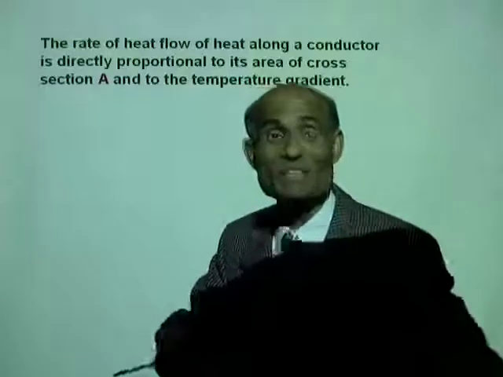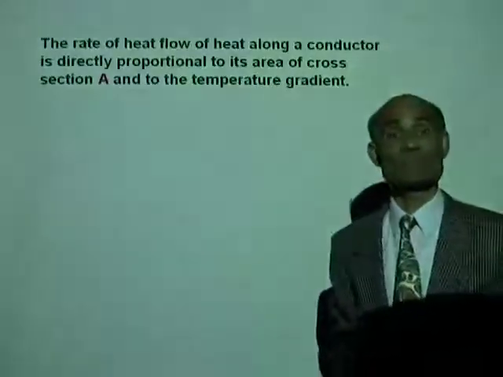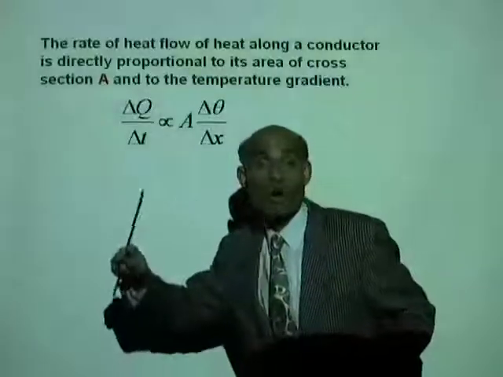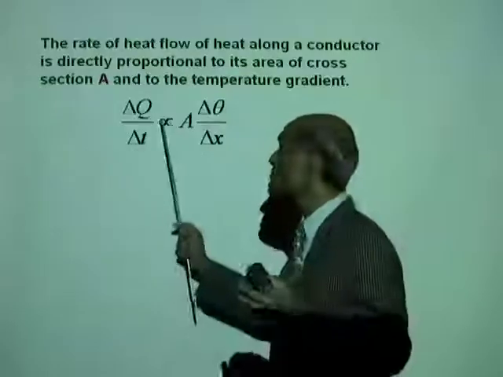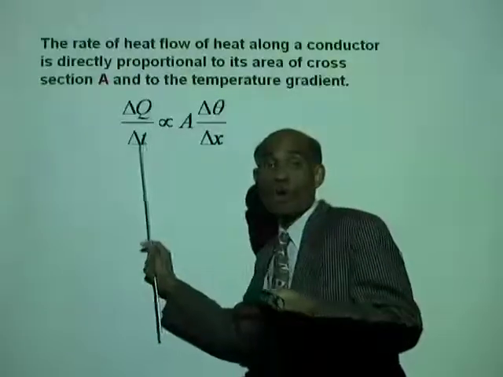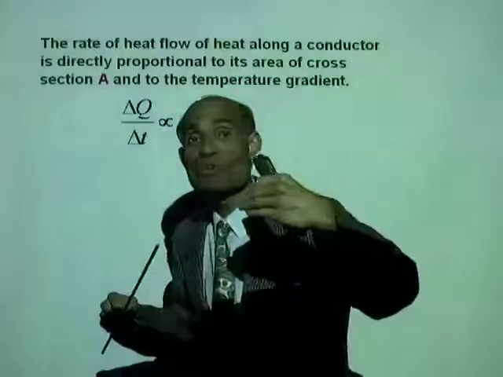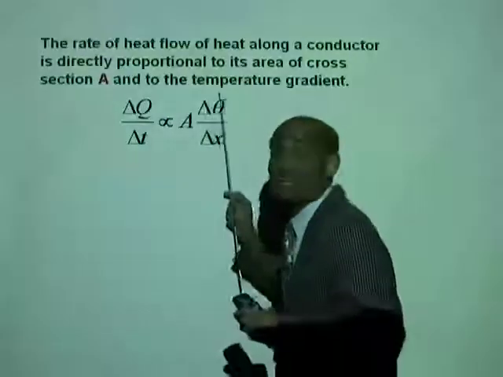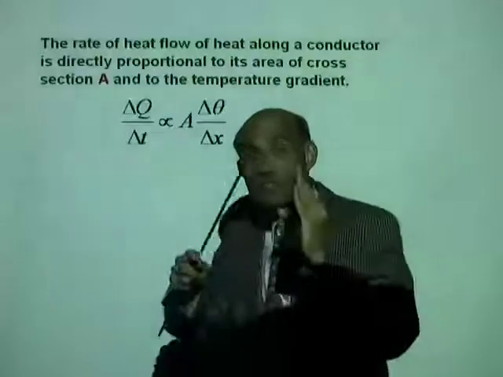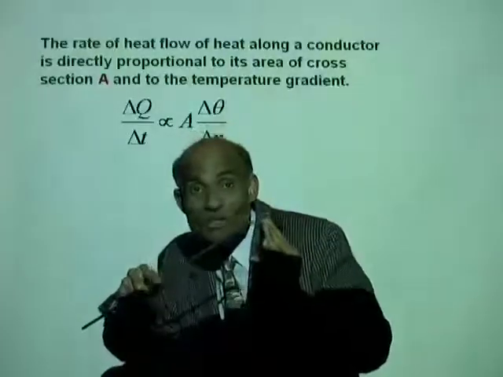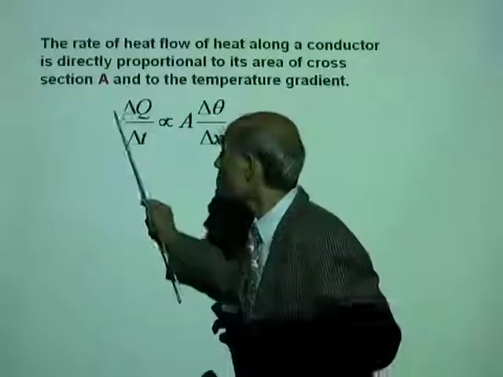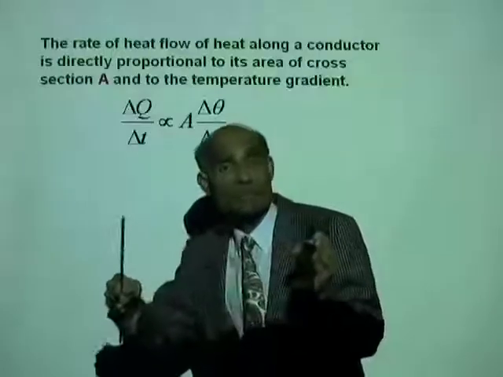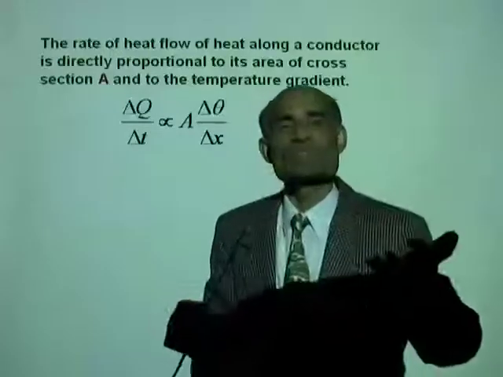Now, how will you write it as a mathematical equation? Can you write this as a mathematical equation? Yes. The rate of flow of heat, don't confuse between the two rates. The rate of flow of heat is the amount of heat that flows per unit time. And temperature gradient is the drop in temperature per unit length. The rate of flow of heat, you can actually call it the thermal current. What is the meaning of a current?